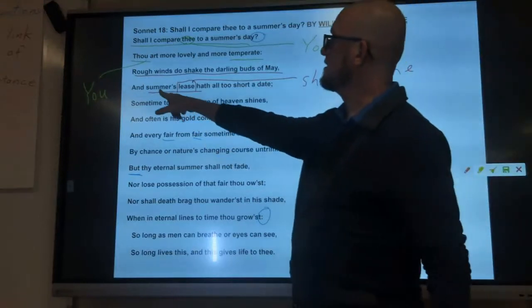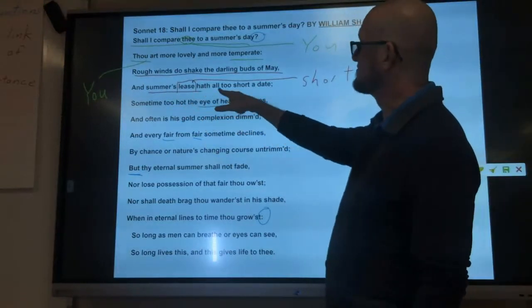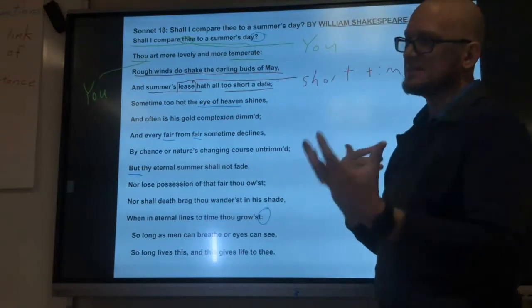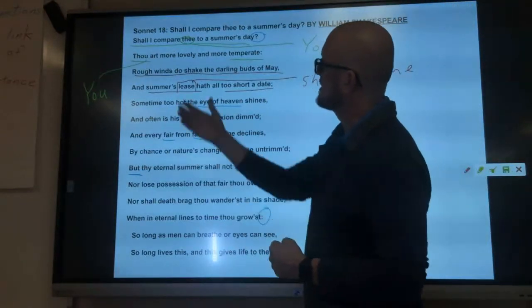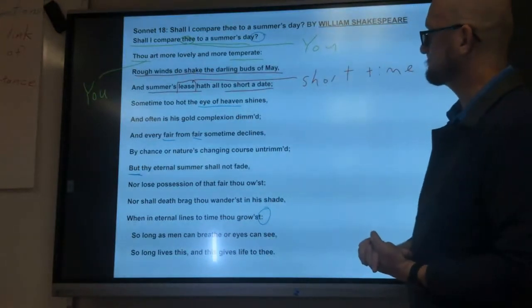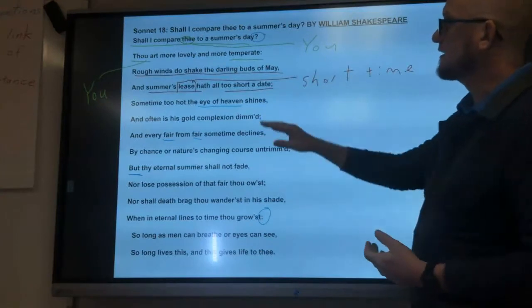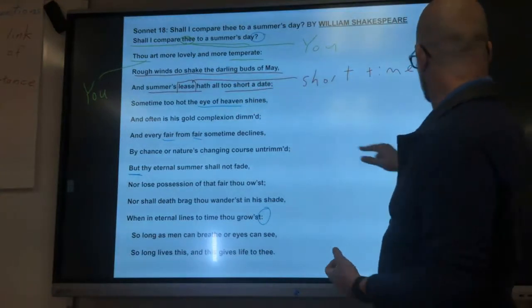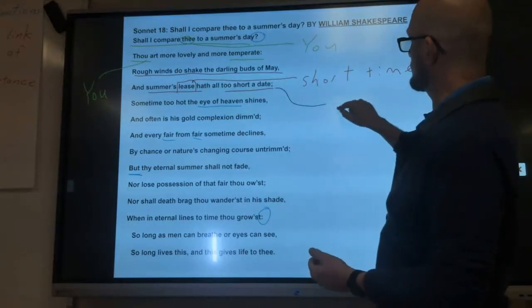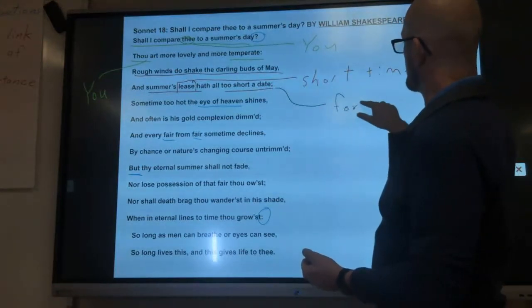So here he's saying the length of summer is too short. It doesn't live up to the beauty that you are, your eternal beauty. There's also potentially, because I'm going to give you another interpretation of this, there's also potentially foreshadowing here.